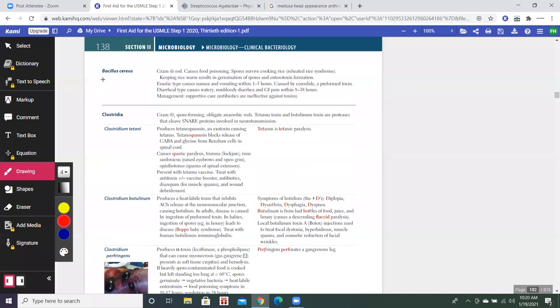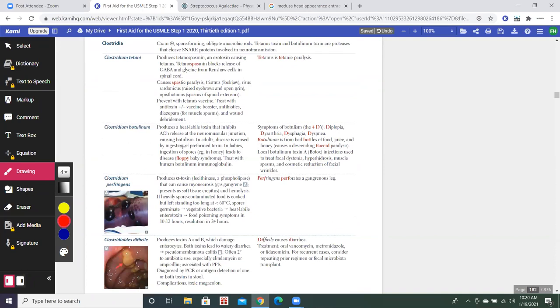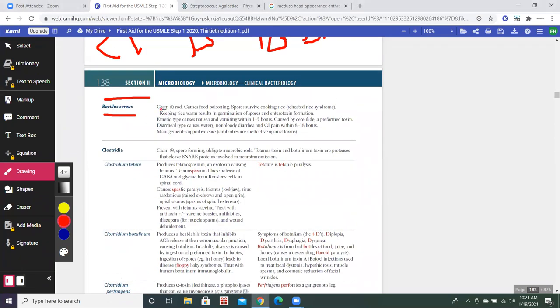Next one that we want to go to is Bacillus cereus. Now, once again, is it gram positive or gram negative? It is gram positive. Is it a bacilli, cocci, or a branching filament? It's a bacilli. Is it aerobic or anaerobic? Fast answers, please. It's aerobic. We just discussed that it's aerobic, right? Now, Bacillus cereus is a gram-positive rod.